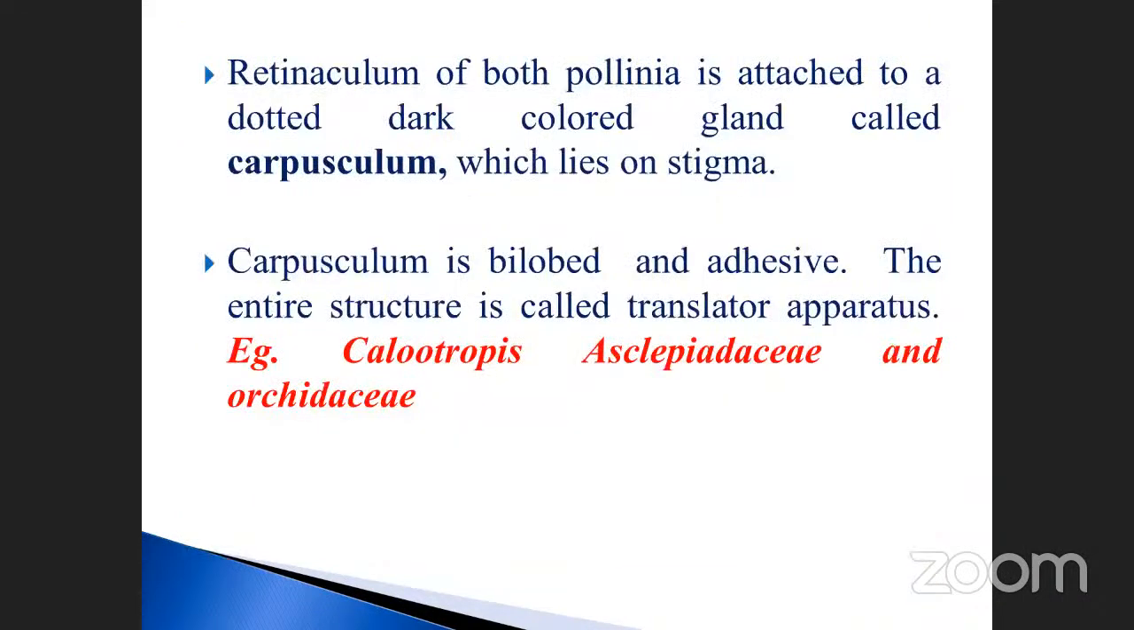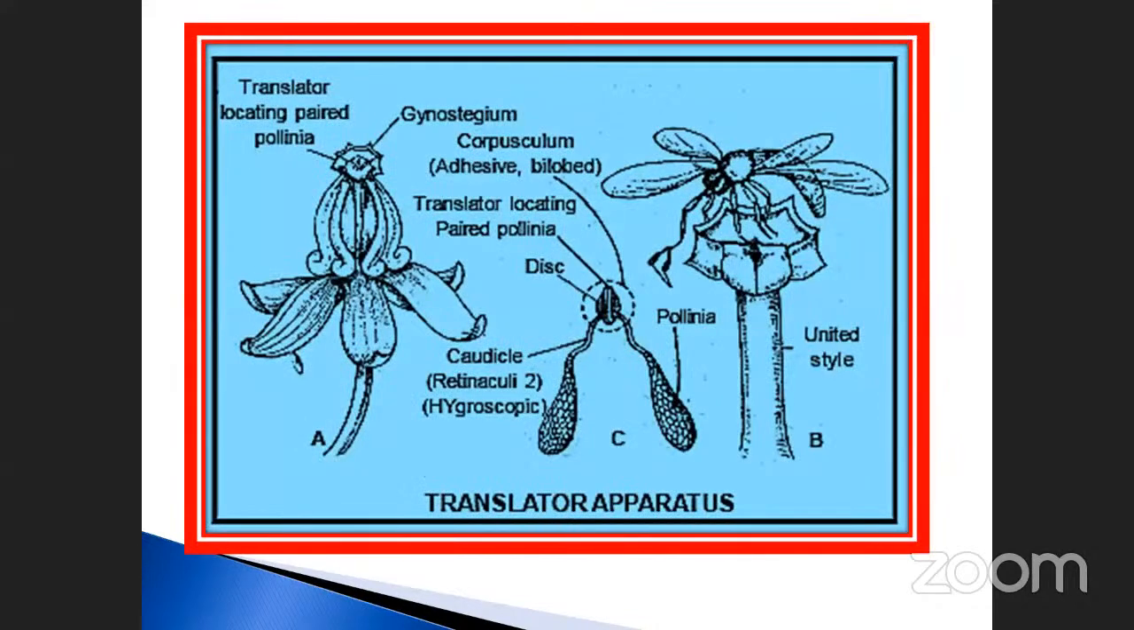Entomophilic. See, the retinaculum of both pollinia is attached to the dotted dark-colored gland called the corpusculum. Both are united. It lies on the stigma, and is easily transferred to the stigma. The corpusculum is bilobed and adhesive in nature. The entire structure is called the translator apparatus. Entire structure means the complete structure is called the translator apparatus.